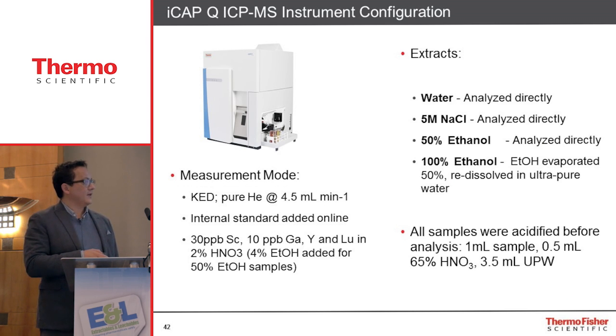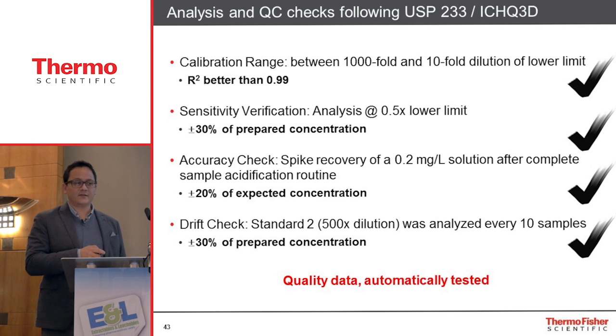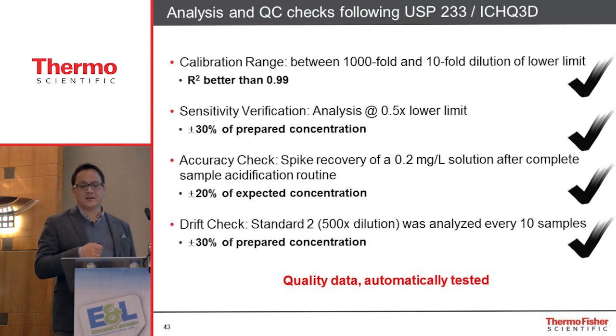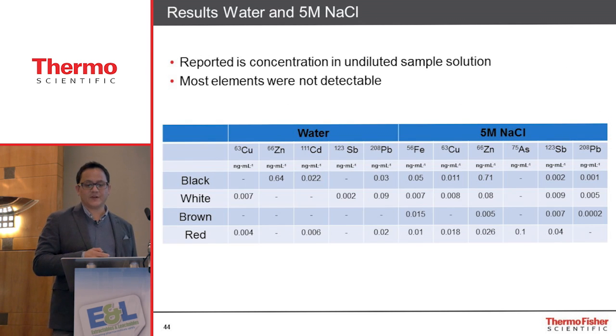So we analysed these just by direct infusion. The 100% organic extracts we partially evaporated and made up with ultra-pure water. They were all acidified before analysis. The analysis itself, all of the QA/QC checks are automated within a sample list, so there's no user intervention to get this. It's a press a button and go. It tests all of your calibration range, the linear dynamic range, the sensitivity verification, the accuracy check, and it also monitors drift across the day to ensure that all of the QC criteria are reported for the data.